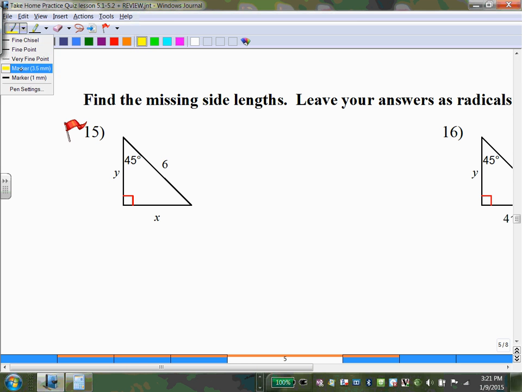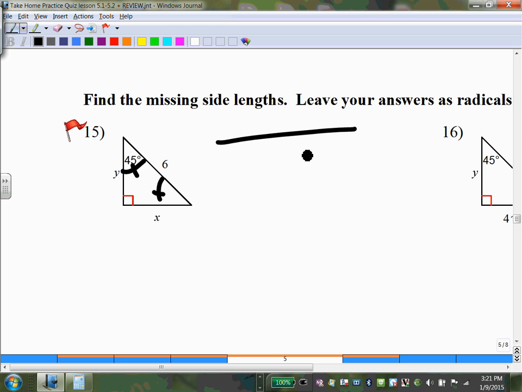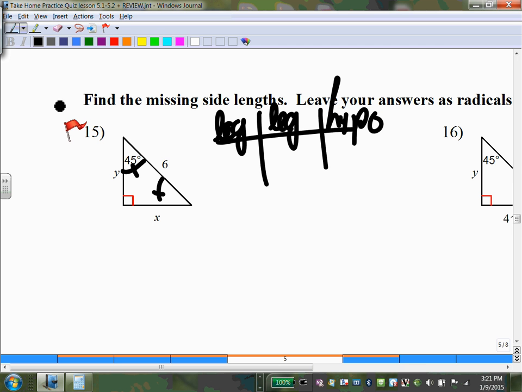Okay, so for 15, we first have to write, this is a 45, 45, 90. We see that? So let's write our chart. There's leg, hypo. Write your chart out. And remember, the chant went something like this. 45, 45, 90, leg equals leg. And then we have leg times root 2.